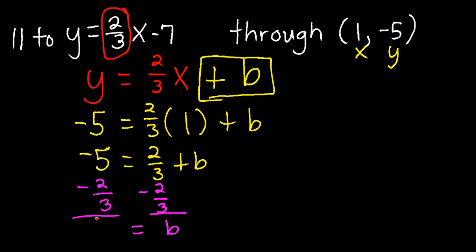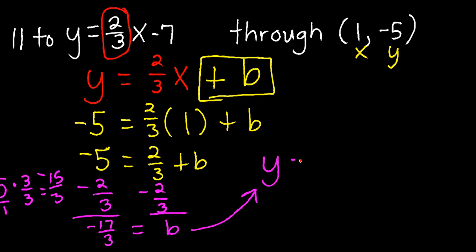I'm going to rewrite negative 5 and 2/3. Well, 5 times 3/3 is 15/3. So if it's negative 15/3 plus negative 2/3, that's negative 17/3. I like to write my y-intercept as a fraction. So my new equation is going to be y equals 2/3 x minus 17/3. That's really all there is to it.